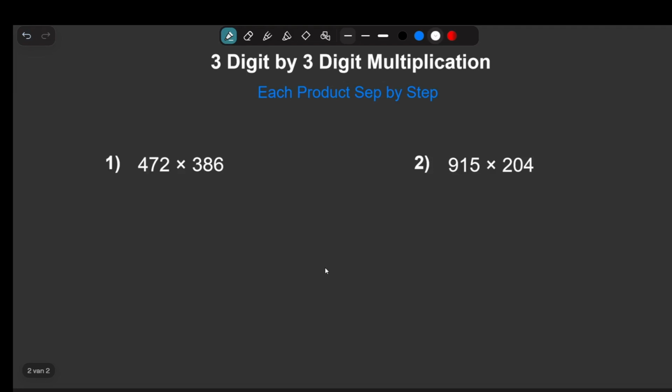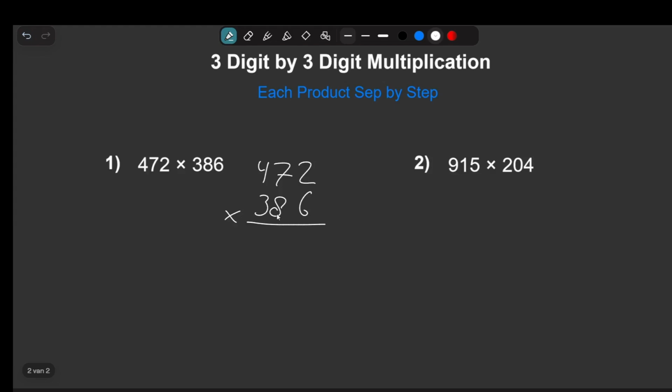For the first example, we have 472 times 386. The first thing we're going to do is set this problem up. We're going to write it below each other: 472 times 386. Now we have set it up, and we're going to start multiplying.